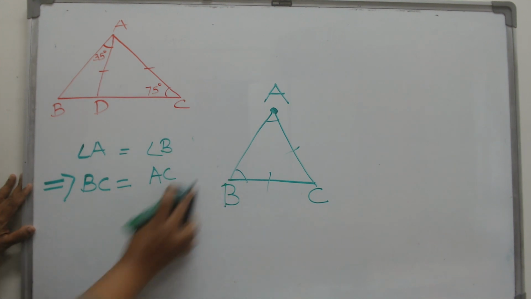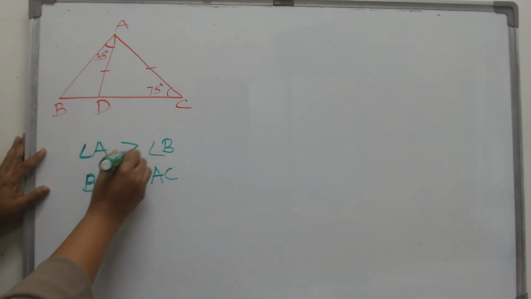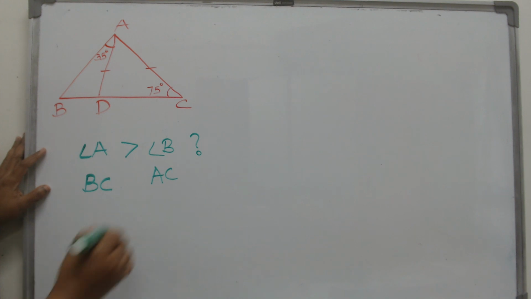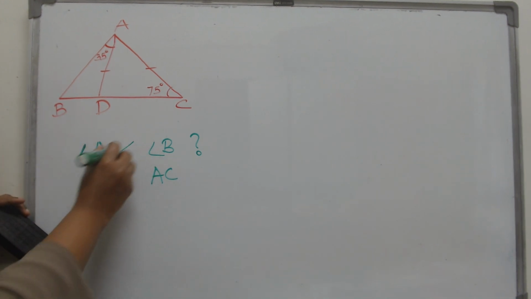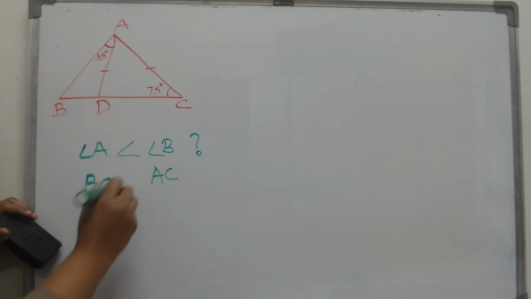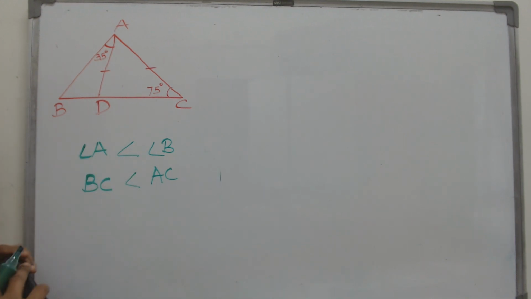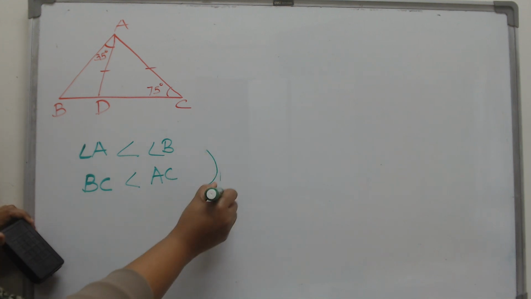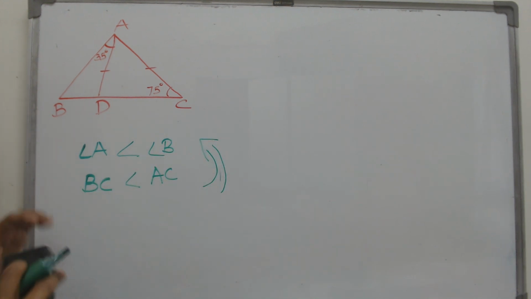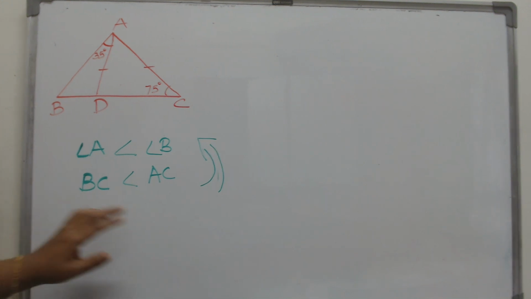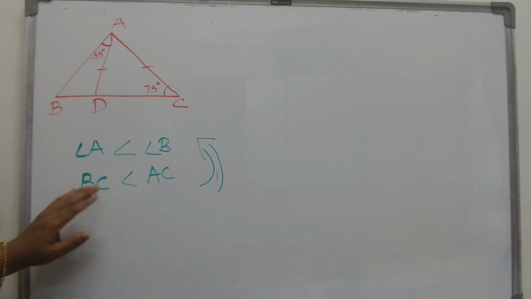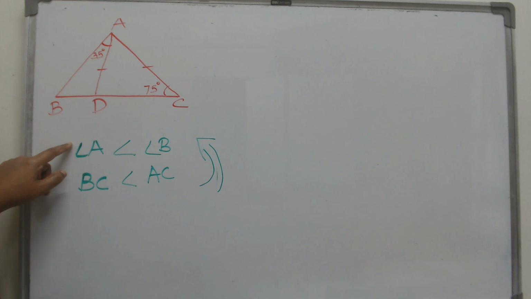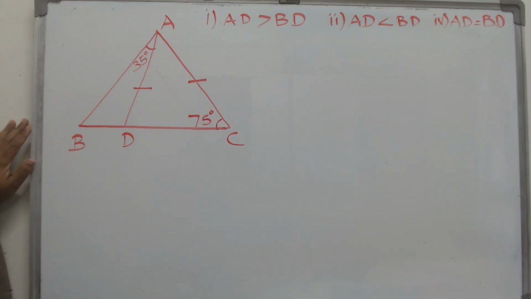Now what if it is not equal? What if angle A is greater? Then BC will be greater. And similarly, what if A is lesser? Then BC will be lesser. And remember, all of these results work the other way also. If such is a relation between two sides, then the relation will be carried on to their angles also. Now that all of our groundwork is done, let us start solving the question.